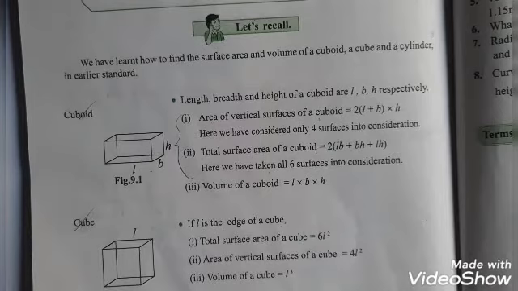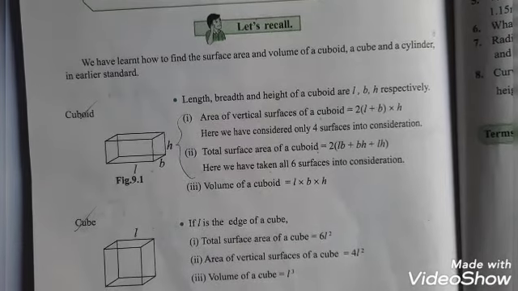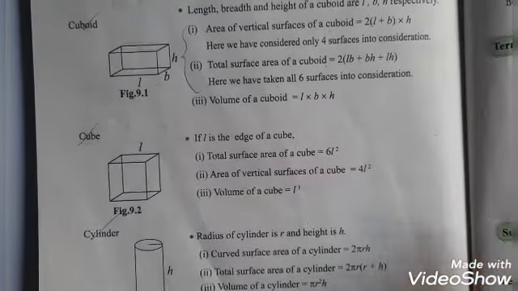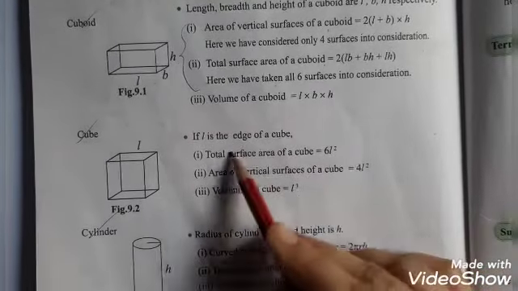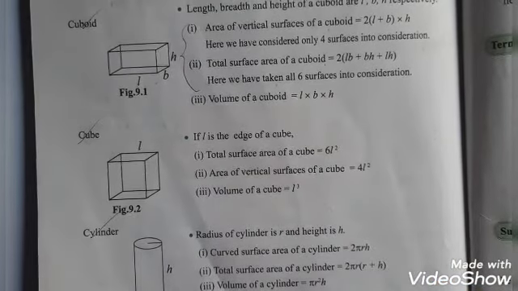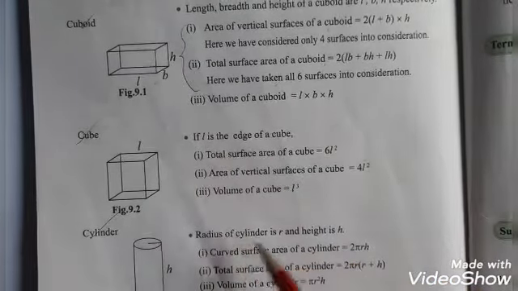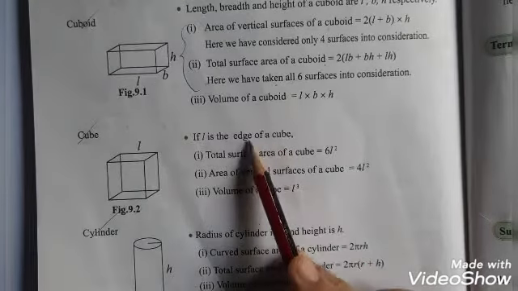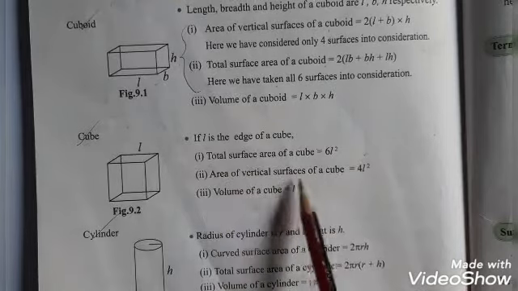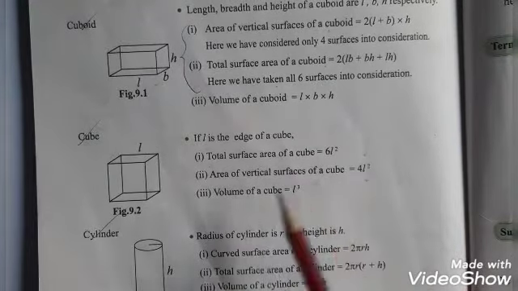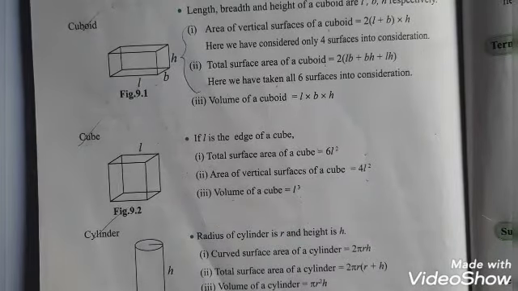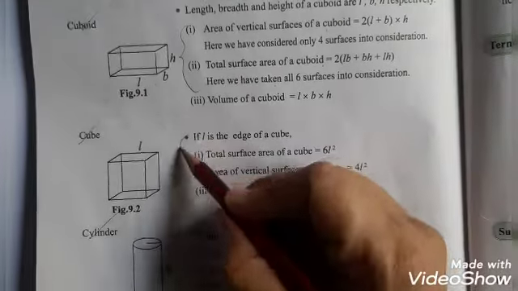Then next, cube. For a cube, if L is the length of the cube, then the total surface area of a cube is 6L square, area of vertical faces is 4L square and volume of a cube is L cube. So these three formulas also you should learn them.